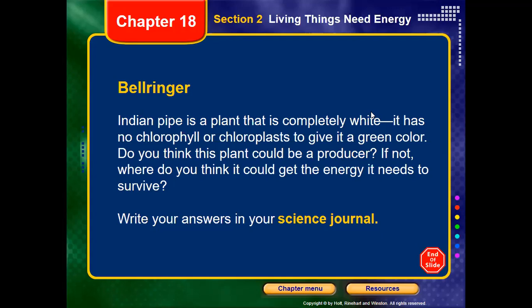Yes, mister. Indian pipe, Bellringer. Indian pipe is a plant that is completely white. It has no chlorophyll or chloroplasts to give it a green color. Do you think this plant could be a producer? If not, where do you think it could get the energy it needs to survive?